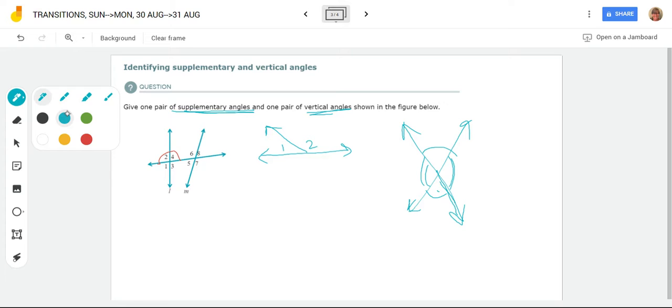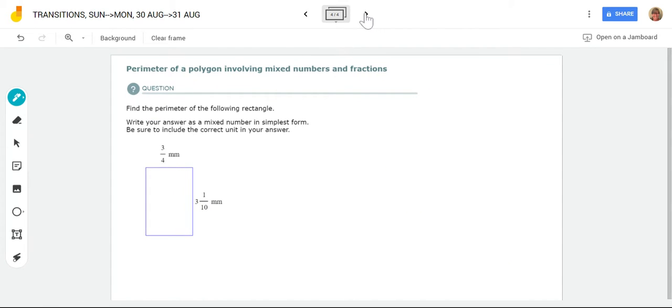All right, so vertical angles. Here we go. Vertical angles. 5 and 7, 6 and 8, 1 and 4, 2 and 3. Any one of those pairs will work. Okay, next one. Find the perimeter of the following rectangle.